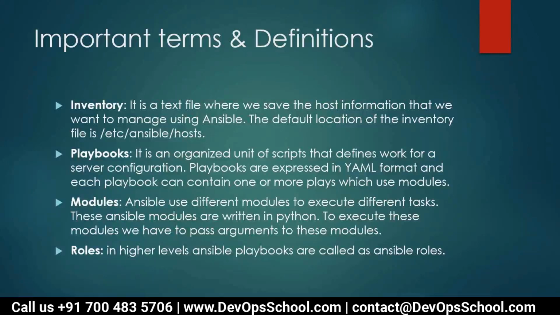So what are the important terms and definitions? As I already said, inventory is nothing but a file that contains the host information where Ansible wants to push the configuration. The default location of the inventory file is /etc/ansible/hosts. And we have playbooks. It is nothing but an organized unit of scripts written in YAML, and we use modules to write these playbooks. So what is a module?